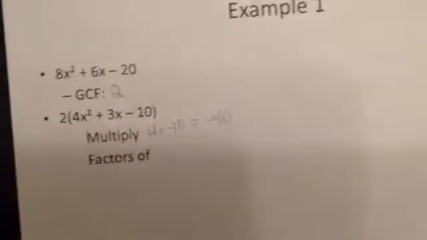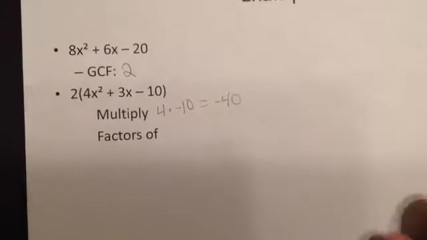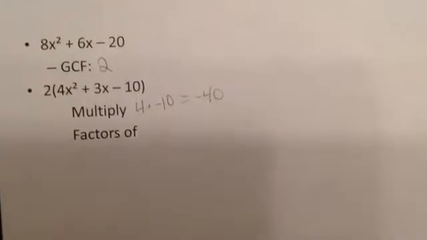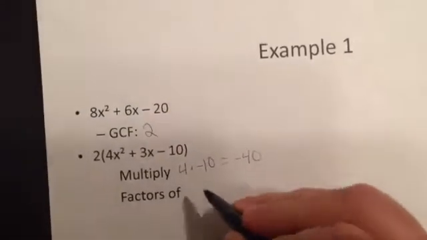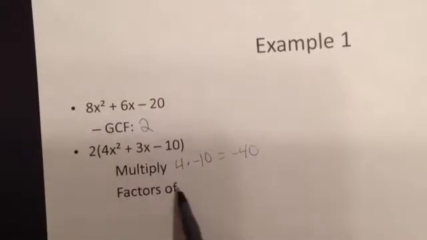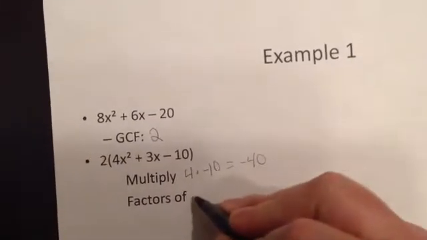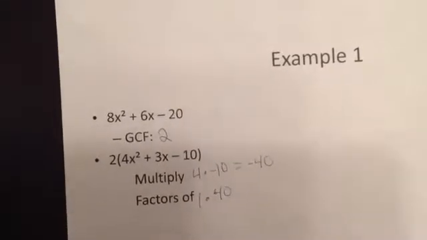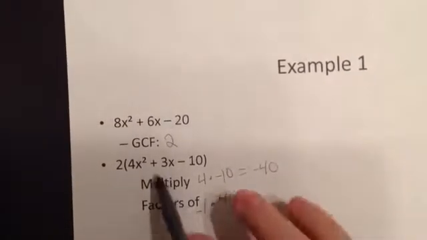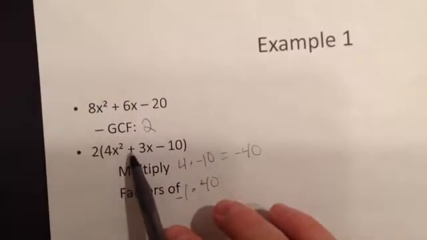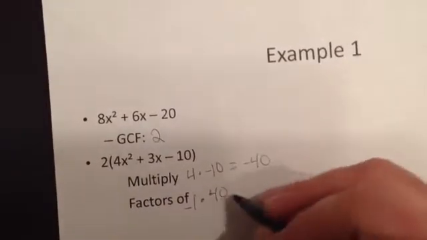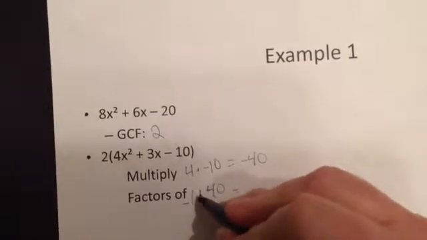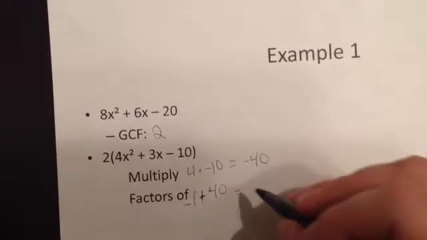So now we need to find the factors of negative 40 that would add to a positive 3. So we would work these out starting with 1 times 40, and I would go a positive 40 because the larger number is going to be positive and the smaller number is going to be negative because the middle term here is positive. So negative 1 times 40 is negative 40. Negative 1 plus 40 gives us 39.